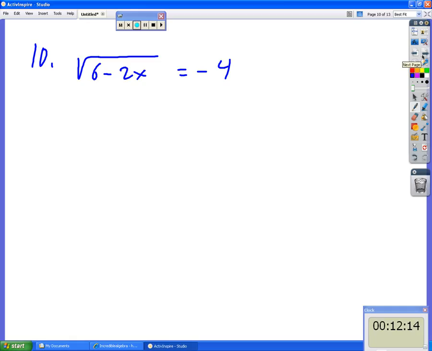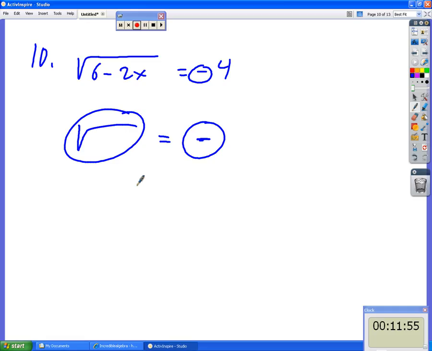Notice, the square root equals a negative number. A square root of anything can never equal a negative. Never, never, never. Whenever you have a square root on one side and a negative on the other side, the answer is no solution. It cannot be done. A square root cannot be equal to a negative number. This problem is impossible to do because of the negative in front of the 4.